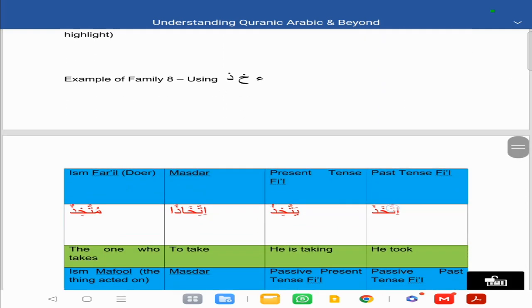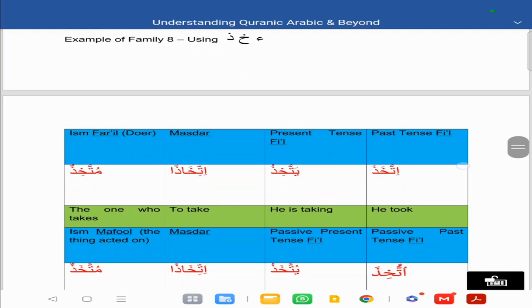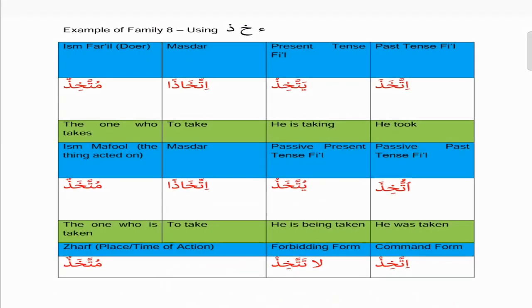So let's move on to an example for family 8 using Hamza, Kha and Dha. So the past tense would be ittahaza. So if you remember, the first root letter Hamza and the extra ta that's been added into family 8, which is inserted between the first root letter and the second root letter, they combine together to form a ta with the shadda. So it's ittahaza, which means he took.